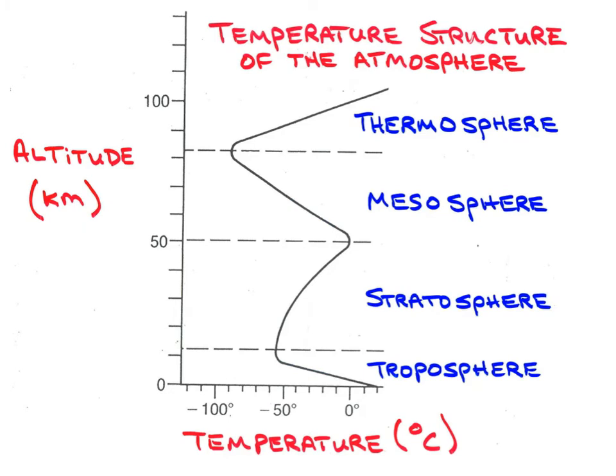Once again, the troposphere is close to the Earth's surface, and the temperature of the troposphere decreases up to about 10 kilometers above sea level. The stratosphere is just above the troposphere. The temperature of the stratosphere increases from 10 kilometers up to about 50 kilometers above sea level.